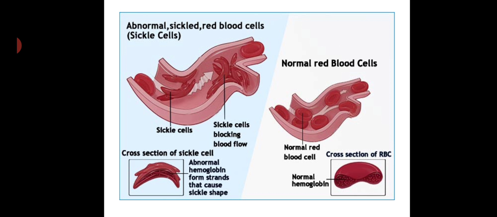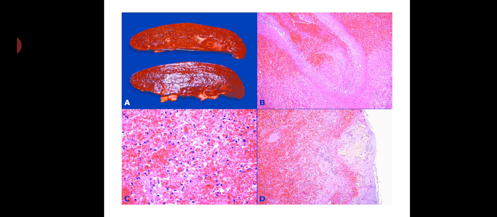So this is a picture diagram. Here you can see sickle cells blocking the blood flow compared to normal RBCs. Here sickle cells are blocking the capillaries because of their shape.